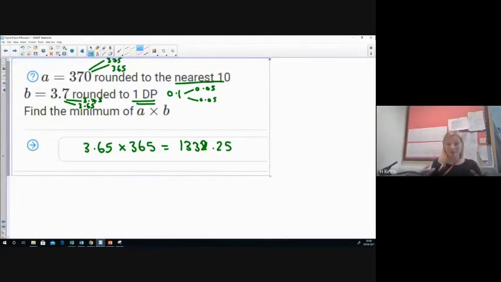Now, if you were doing a division and you wanted the smallest answer, you would do the smallest numerator and you'd share it between as many people as you can. So you do small divided by big. If you wanted the biggest, you would do big divided by small. But if you're ever in doubt, try the different numbers that you've got and see what the biggest and the smallest you can come up with is.